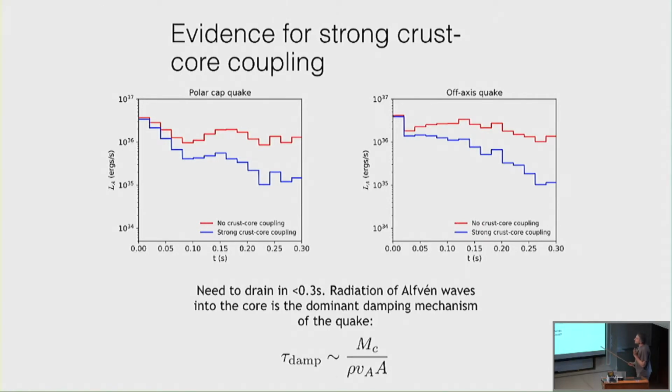Now, the damping timescale, the timescale to damp elastic motions into the core, actually can be estimated analytically, and this is the mass of the crust divided by the density of the core, the alfvén wave velocity, and the area, okay. Almost dimensionally, you can write down this expression. And of course, we have calculated it exactly, but this is how things scale. So what is really important is this alfvén wave velocity, okay.